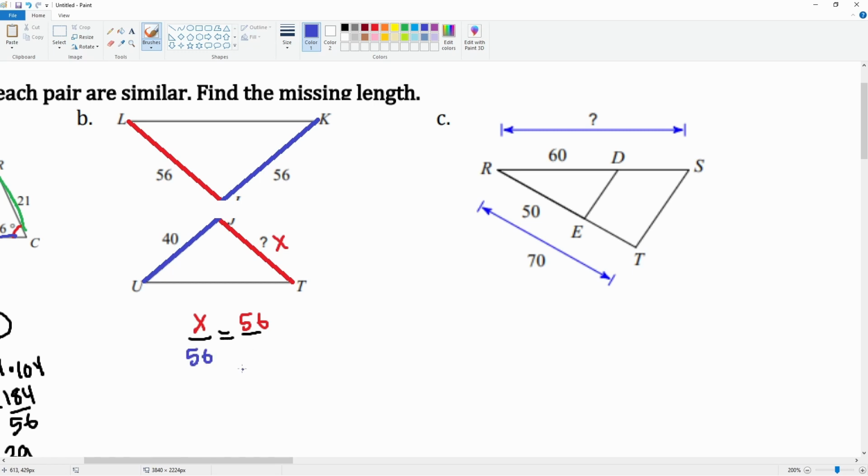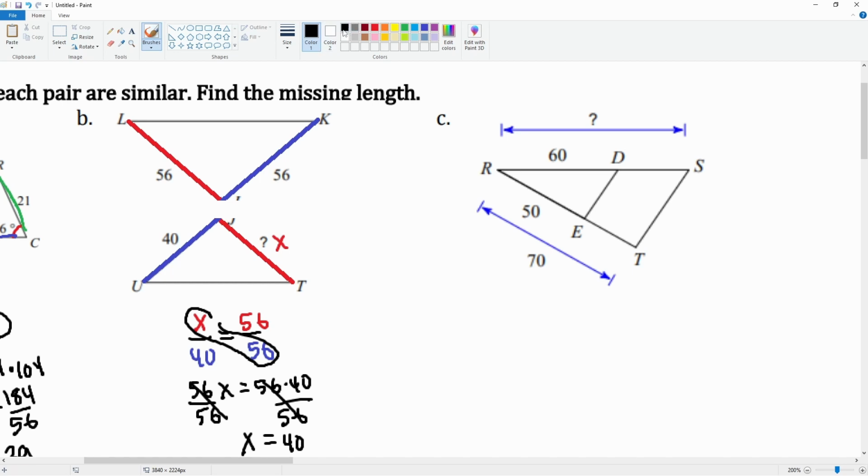And the bottom is going to be our blue, which is going to be, sorry, nope, that is 40. Because you see that's x and 40, and the other one is 56 over 56. That's easy. Cross multiply: 56x is equal to 56 times 40. It doesn't really matter, because when you divide by 56 on both sides, this cancels, and x is equal to 40. That was very easy because these are isosceles.